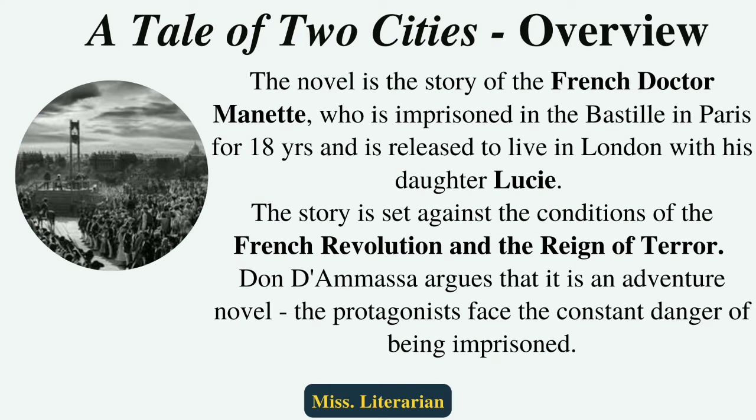The novel tells the story of the French Doctor Manette. Manette was imprisoned for a long period, around 18 years, in the Bastille in Paris, and the story revolves around his release to live in London with his daughter Lucie, whom he had never met. The story is set up to the French Revolution and the Reign of Terror. The Reign of Terror was a period of the French Revolution which follows the creation of the First Republic. At this time, there were many series of massacres and numerous public executions took place.